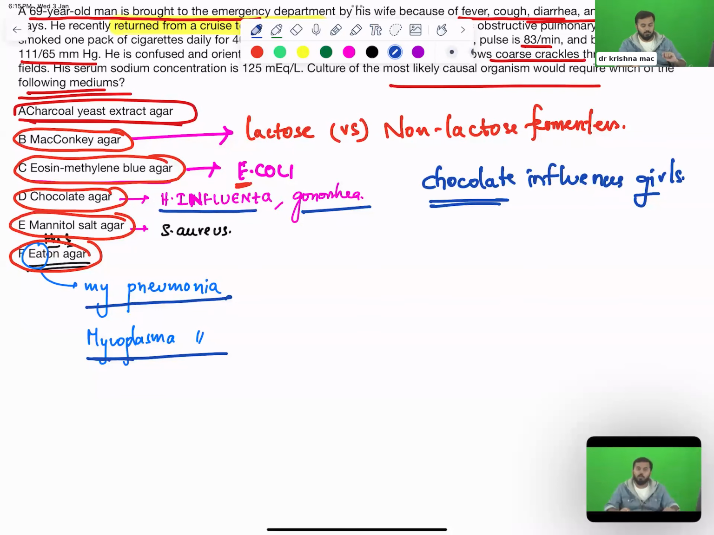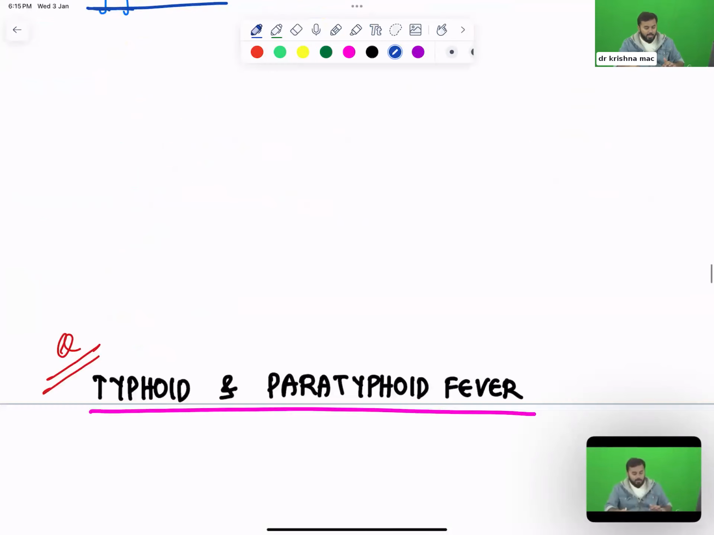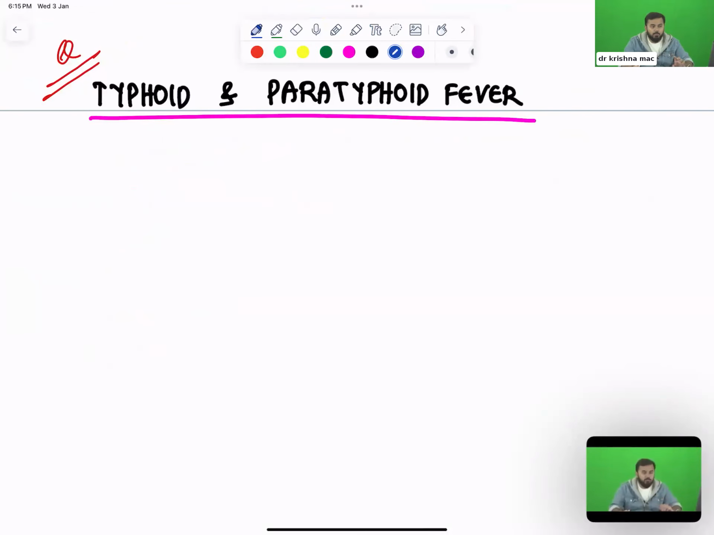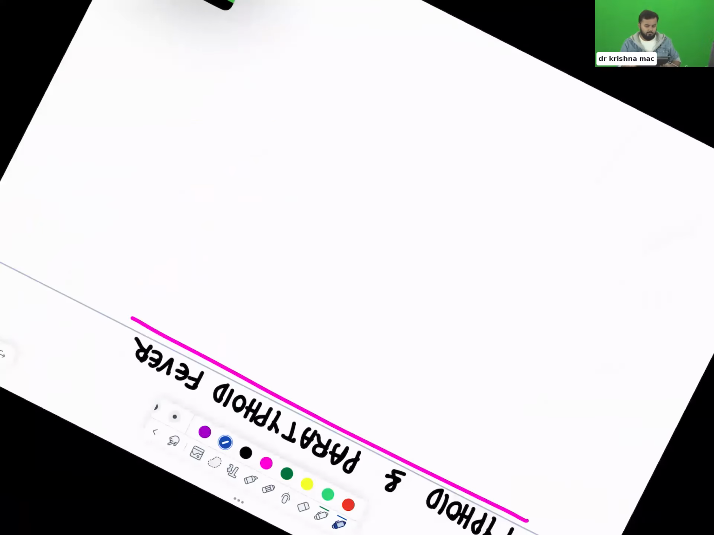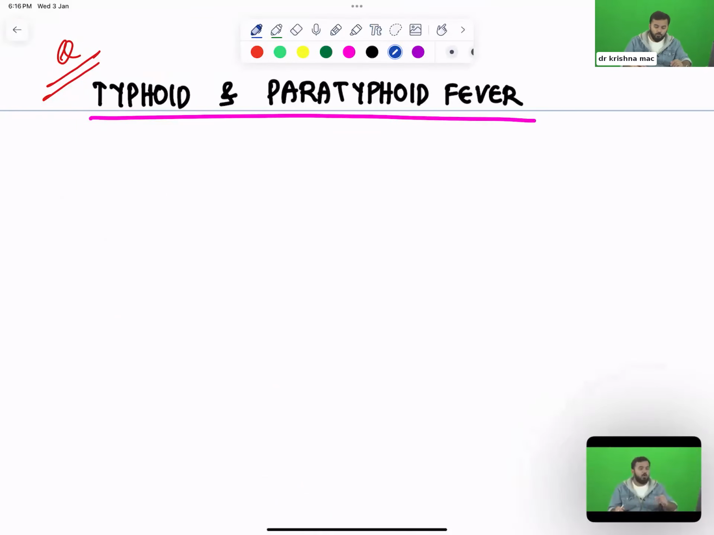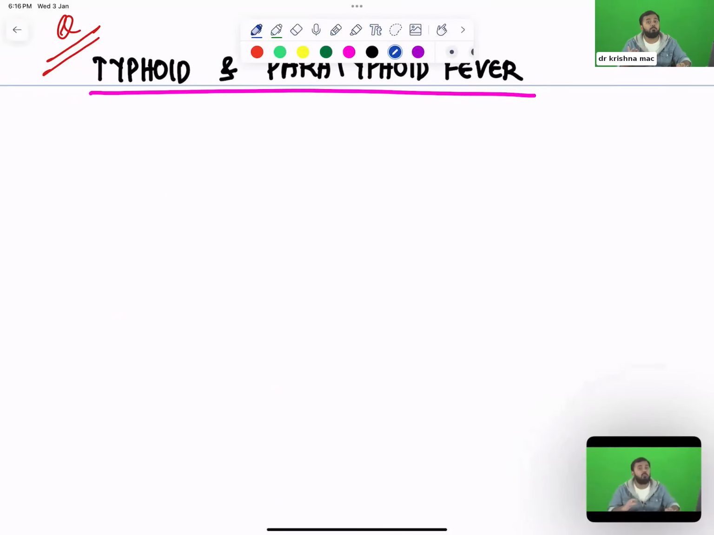Now coming to another group of gram-negative rod bacteria. This gram-negative rod-shaped bacteria is your typhoid bacteria. All of you know you have typhoid fever, and you also have paratyphoid fever. This is mainly caused by what? Salmonella typhi. Very good.